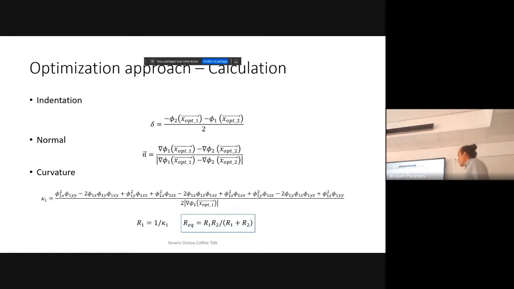For the curvature, we have this expression, a long expression, but it all depends on the values of phi and the first and second derivatives. And with that, we can calculate the curvature. In this case, I am showing it for particle 1, but there is a similar equation for particle 2. Then I can calculate the radius of curvature, and with this we use this formula for the equivalent radius of this contact. And this REQ is the one that we will use in the normal force.